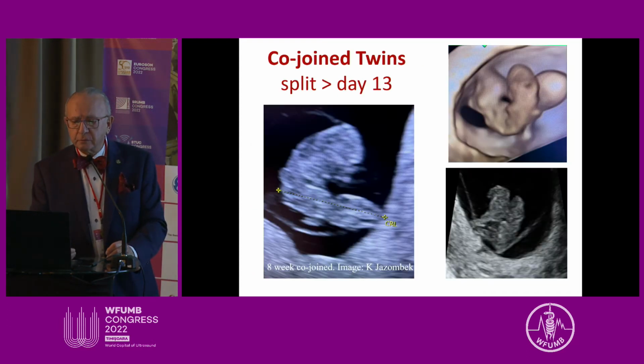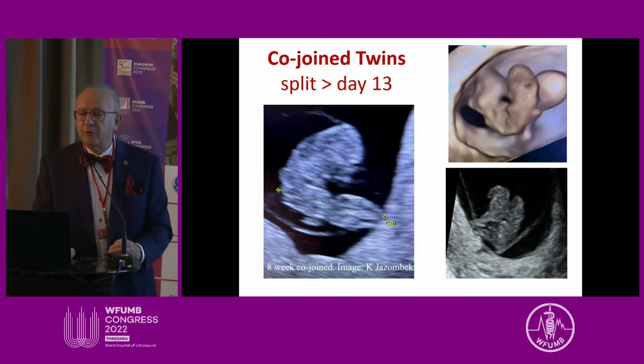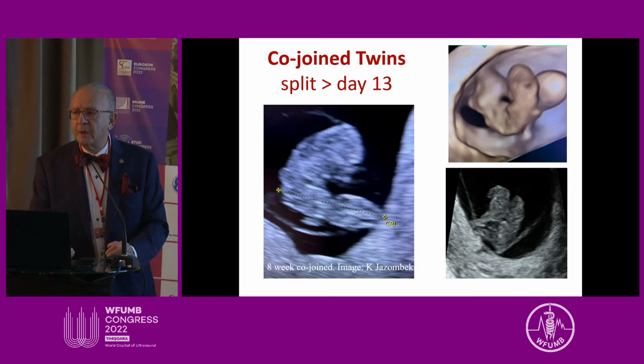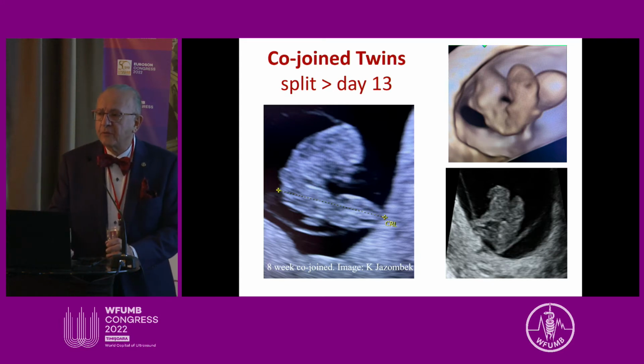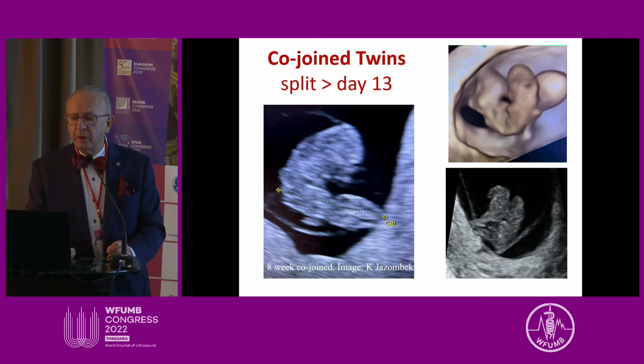Now, if the split is after 13 days, we have conjoined twins, and we can diagnose this in general very, very early. The diagnosis is made by the fact that the two twins move simultaneously. You cannot separate one from the other. So these are monochorionic, monoamniotic conjoined twins, and of course a very severe complication.